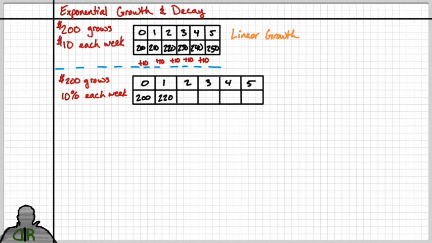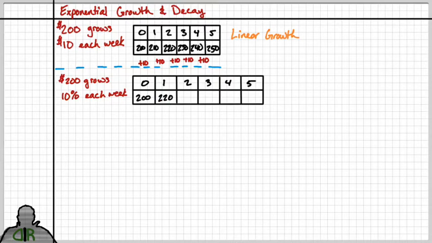So now we need to find 10% again, but it's not 10% of the starting value. It is 10% of this value, because remember, we were adding $10 to this value, and then $10 to this one, and then $10 to this one. So down here, we need to find 10% of this.